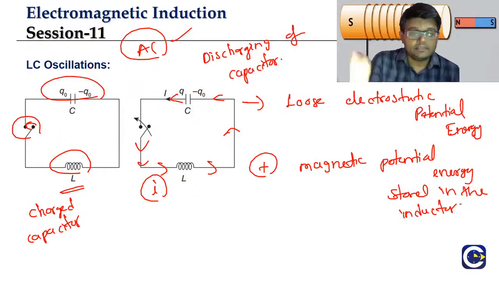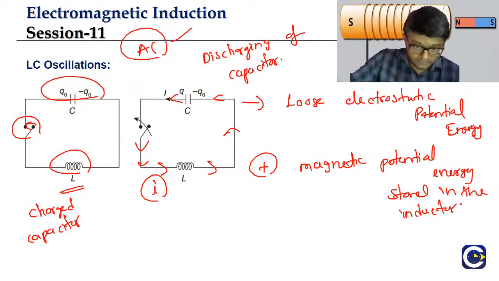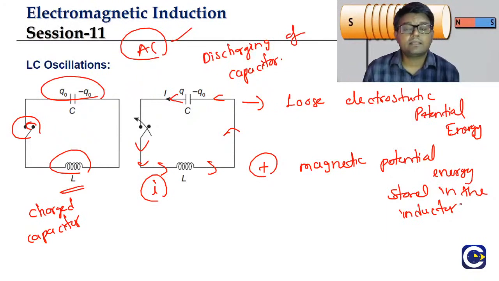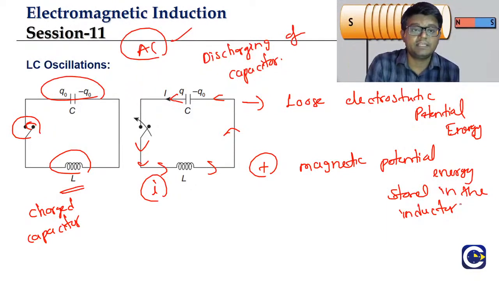And as we will see, once the current is established, we will see a reversal of the process, meaning the magnetic potential energy will be converted back into the electrostatic potential energy. This way we will see the oscillations of energy between the two forms, electrostatic potential energy to the magnetic potential energy and vice versa. That's why this is called LC oscillations.